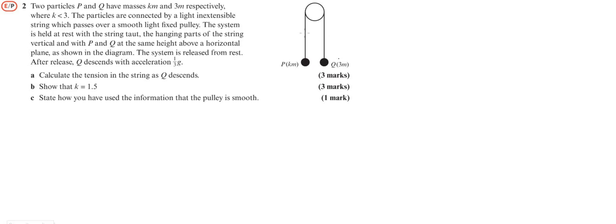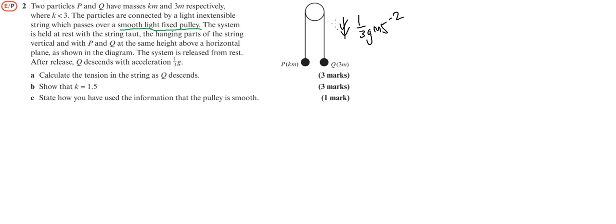Right, so here's a pulley question. I've got two particles, P and Q, suspended from a pulley. Key phrase that they've used is that this is a smooth pulley, and that's going to let us make some assumptions later on. Right, so when they're released, Q is going to descend with acceleration of 1/3 g.